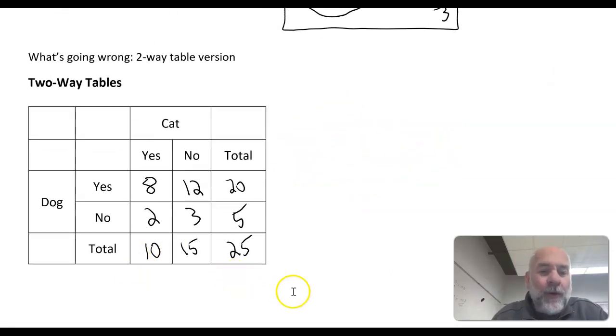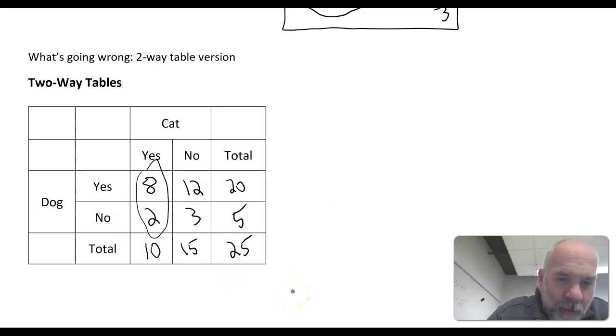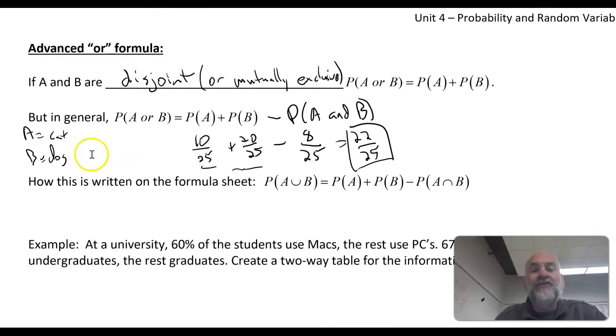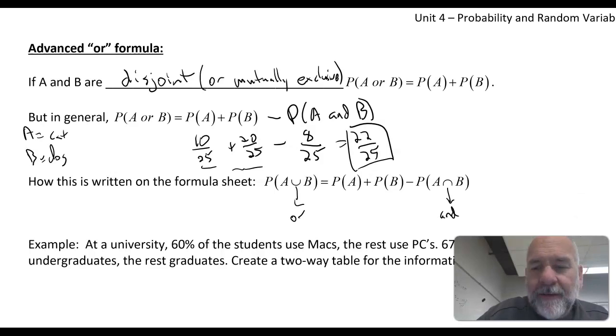A cat or a dog would be anybody in the cat column or in the dog column, but not counting the 8 twice. So that's the general formula. And the way it's written on the formula sheet, you don't have to memorize it, is they write it with those same symbols we saw before. Remember that this one stands for or, and this one stands for and. You need to know that to be able to read the formula sheet.